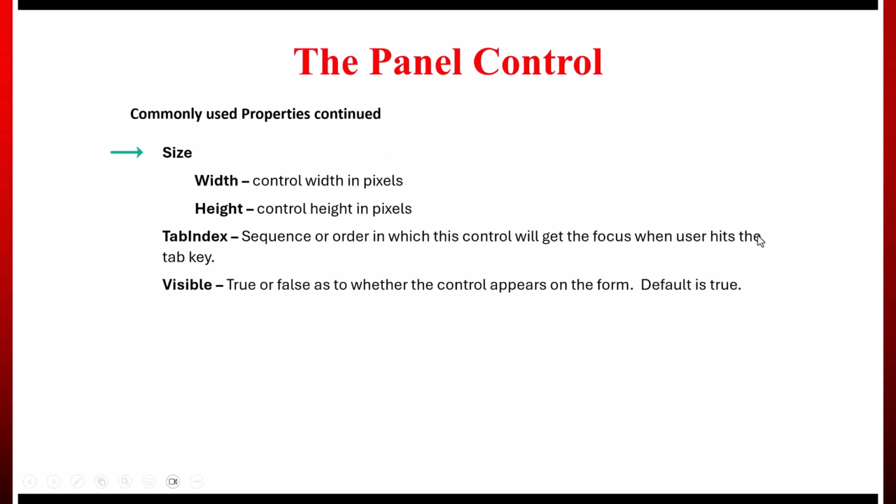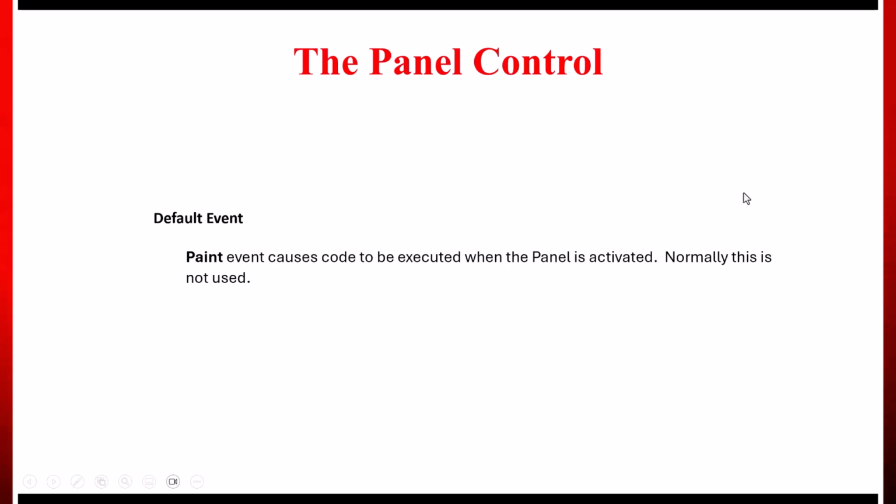You also have a size. There's a width property, which is the width in pixels, and the height property, which is the height in pixels. There's a tab index. It's a sequence or order in which this control will get the focus when the user hits the tab key. And there's a visible property. True or false as to whether the control appears on the form. The default is true.